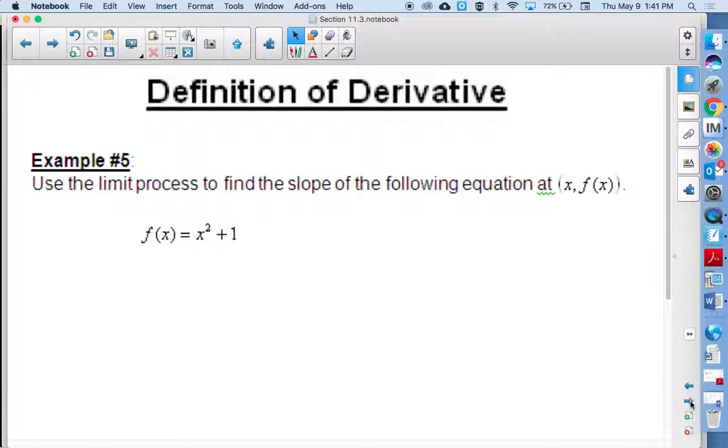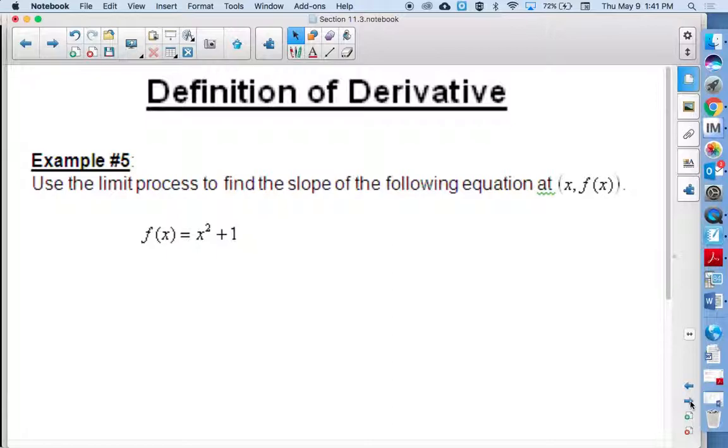So example number 5, at the top it says the definition of, I should have the word a in there, the definition of a derivative. It says to use the limit process to find the slope of the equation at x, f of x, which is the directions of like those 5 problems that you were asked to do last night. Except that the first 5 problems gave you a specific point. But in this case, we're just using any point because that's what the equation that we find really represents.